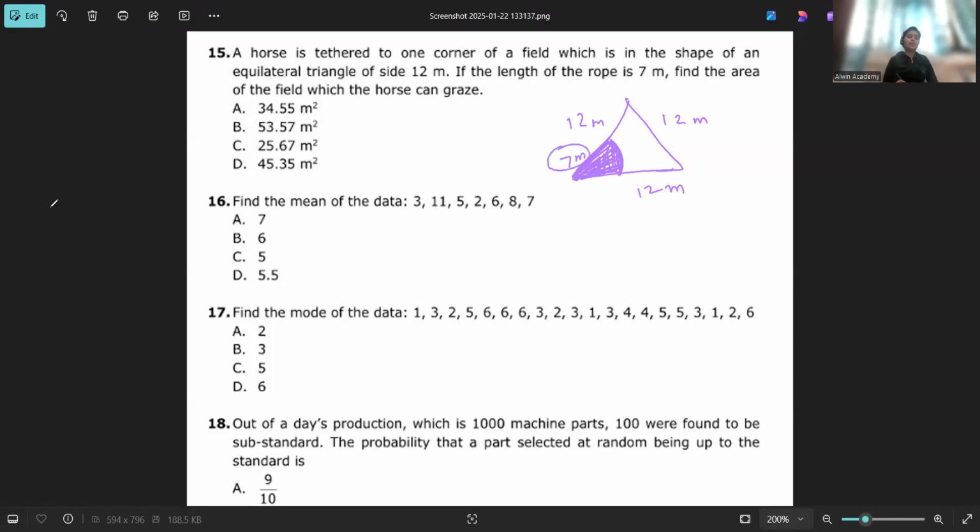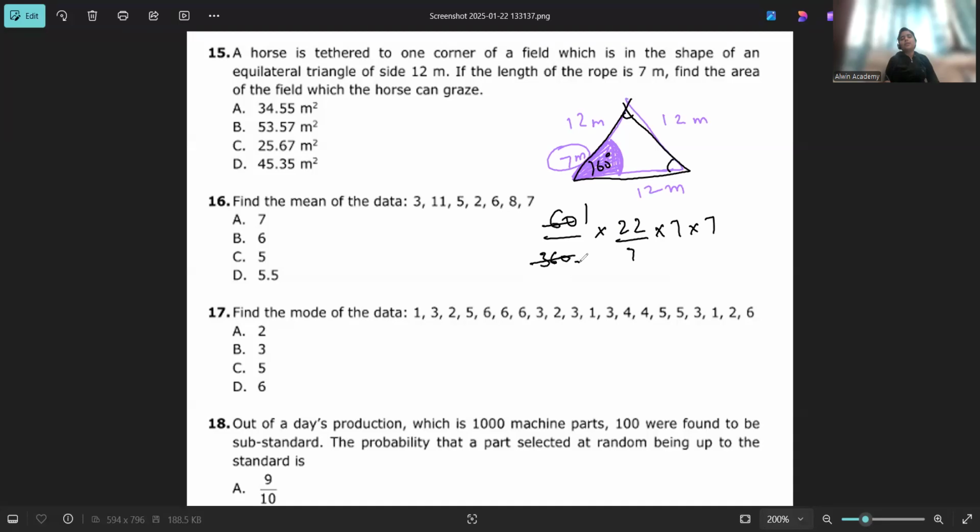Radius is given, 7. Now, how will we find theta here? Since this is an equilateral triangle, we know that each angle in this is 60 degrees. So theta is 60 degrees. Now simply putting in the values, theta by 360 into pi r square.